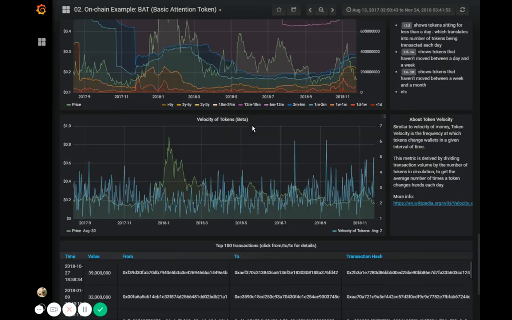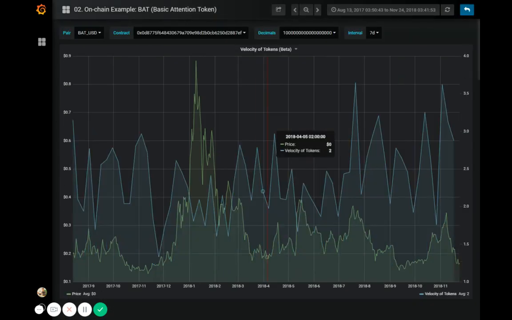Now, on the other hand, the velocity of tokens, or token velocity, shows the average number of times that a token has changed wallets each day. Simply put, a higher token velocity means that a token has been used in transactions more often within a specific time frame that you've set. And token velocity can be used to explain a whole spectrum of anomalies and strange events in the life cycle of a project.